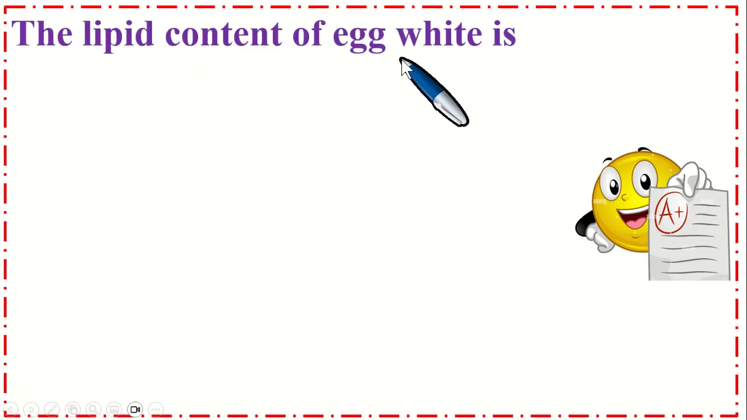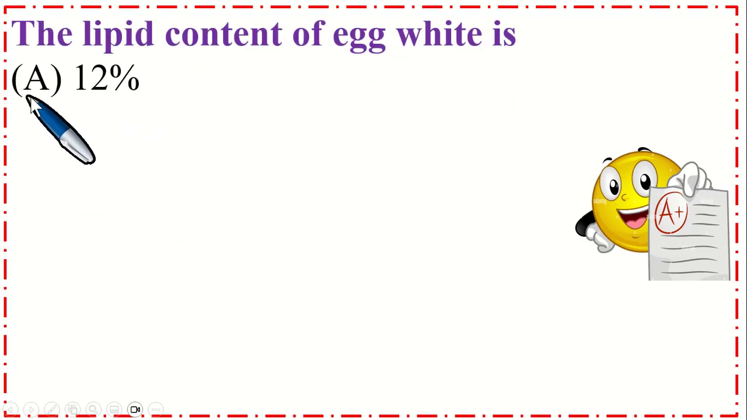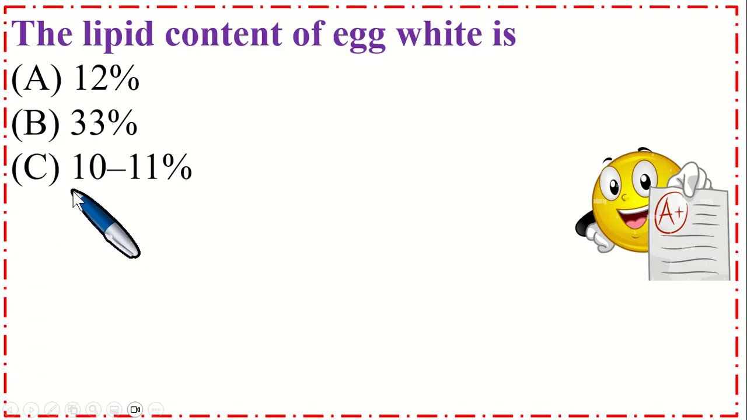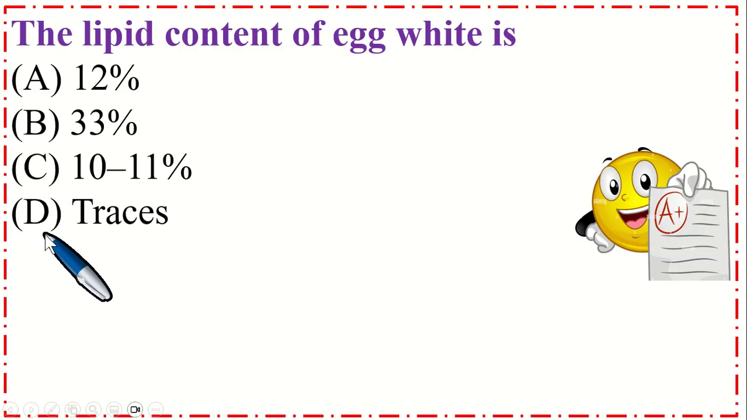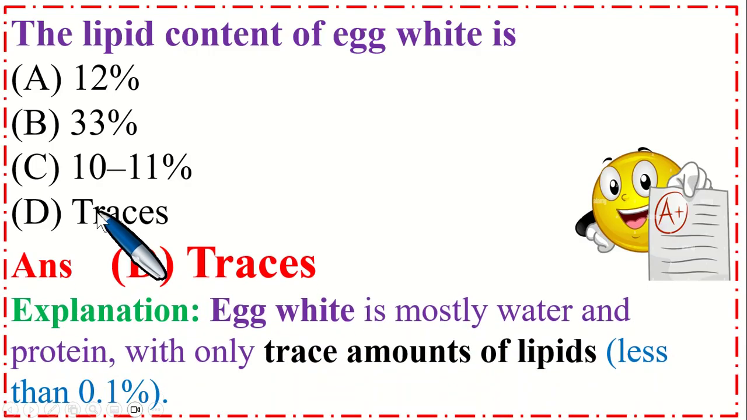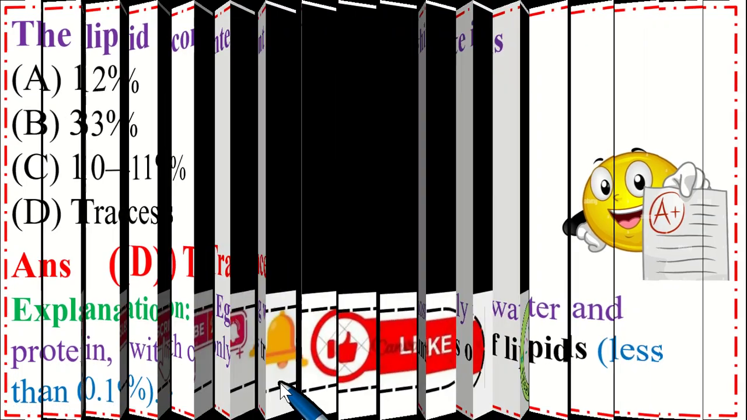The lipid content of egg white is option A 12%, B 33%, C 10 to 11%, and option D traces. So the correct option is D traces. Egg white is mostly water and protein with only trace amounts of lipids, less than 0.1%.